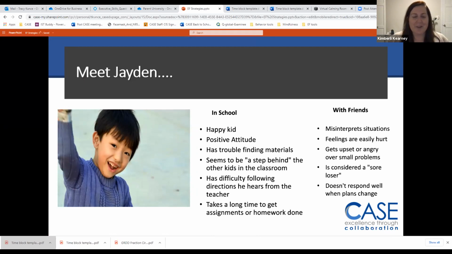So if we look over on the right-hand column, Jaden with friends. So he is misinterpreting situations. His feelings are easily hurt. He gets upset or angry over small problems, is considered a sore loser, and he doesn't respond well when plans change. So what we're going to talk about next are just a few strategies that are often used in schools to help deal with some of the social, emotional impacts of executive dysfunction, and some things that maybe you can carry over to home.